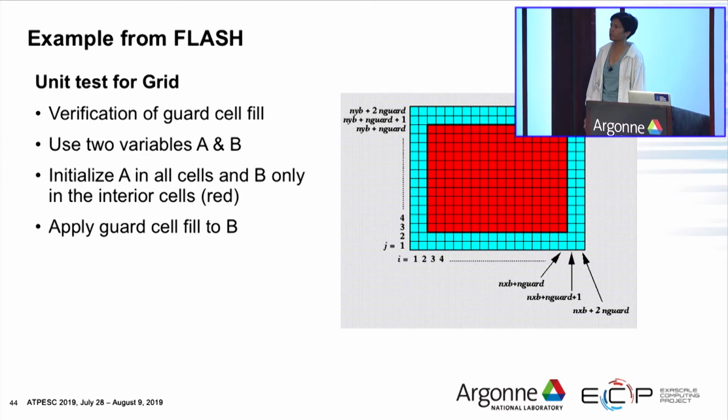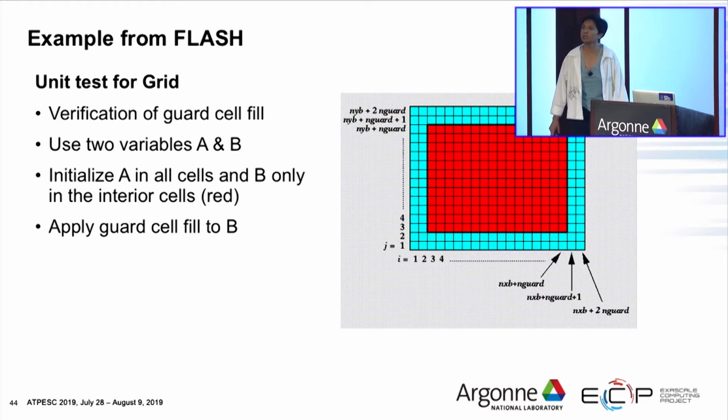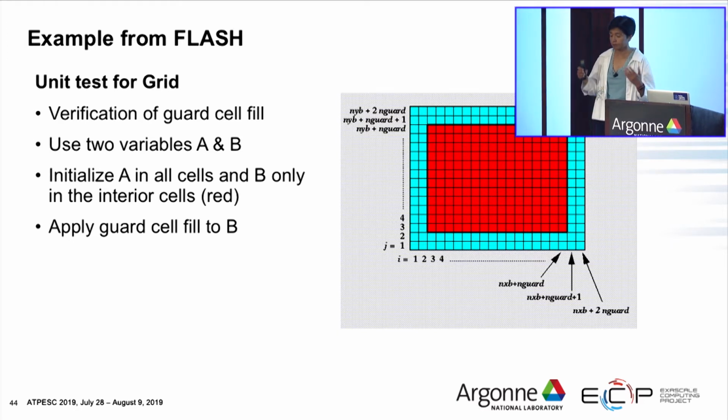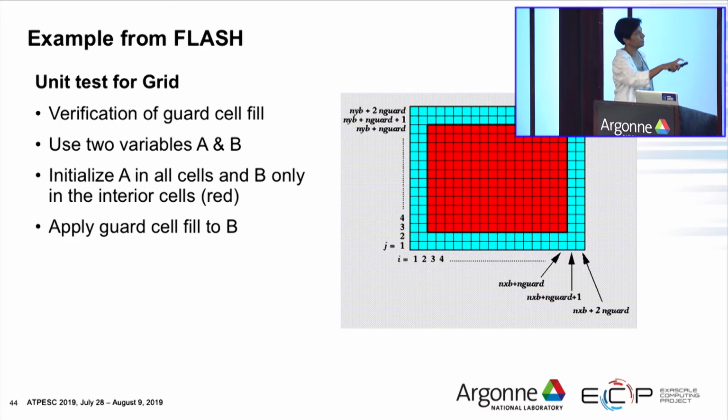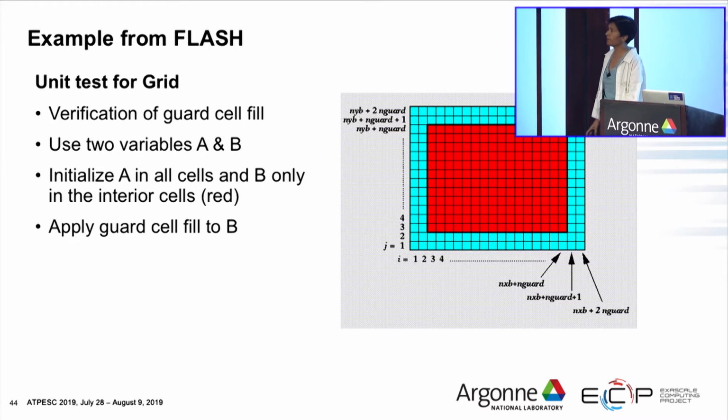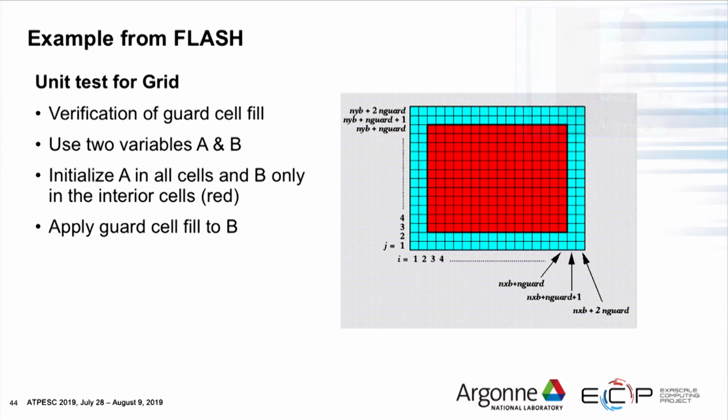Example from Flash again. So there is a unit test to verify the guard cell fill. You fill the interior, so this is the interior, this is the exterior, right? Take an analytical function, have two variables. One variable just gets the interior filled, the other variable from the analytical function also gets the guard cells filled. On the variable where only the interiors are filled, you apply a guard cell fill process, and the answers should match. This is a standalone unit test.